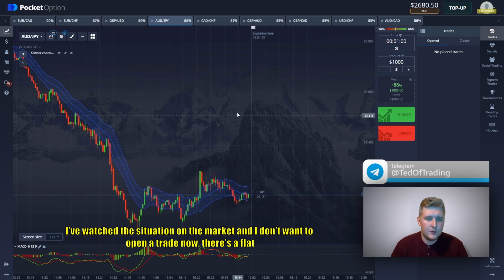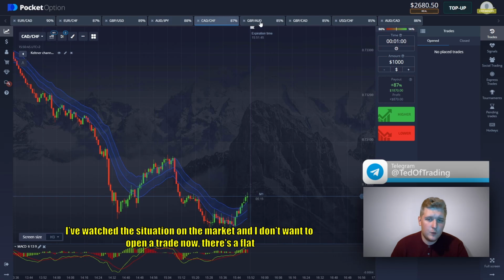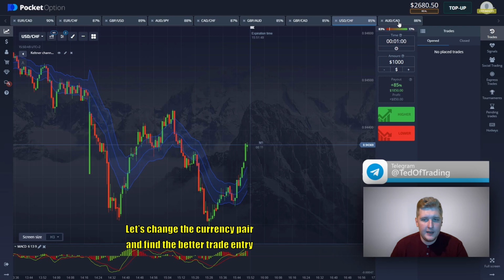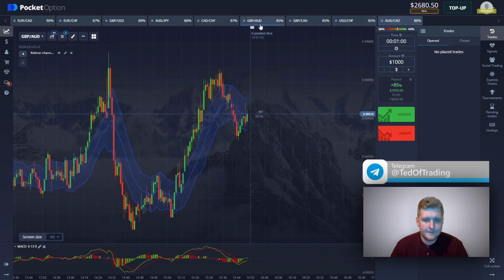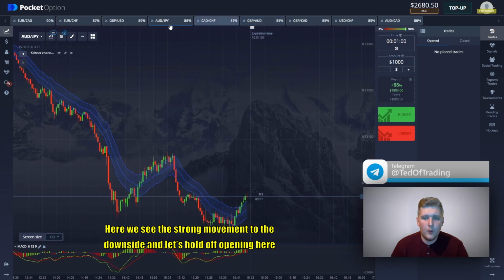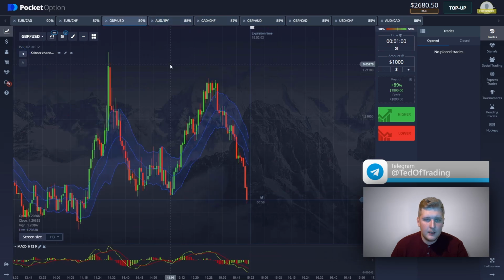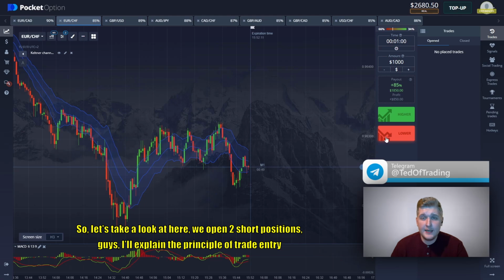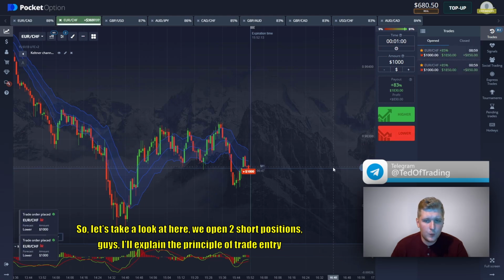I'll watch the situation on the market, and I don't want to open a trade now. There is a flag. Let's change the currency pair and find a better trade entry. Here we see a strong movement to the downside, and let's hold off opening here. Here the flat, opening here is also a bad idea. So let's take a look at here. We open two short positions, guys.